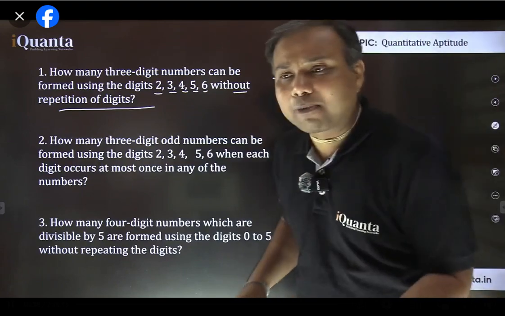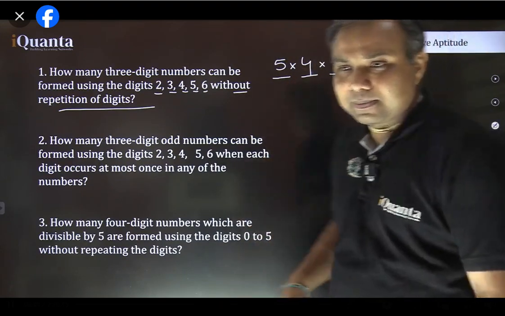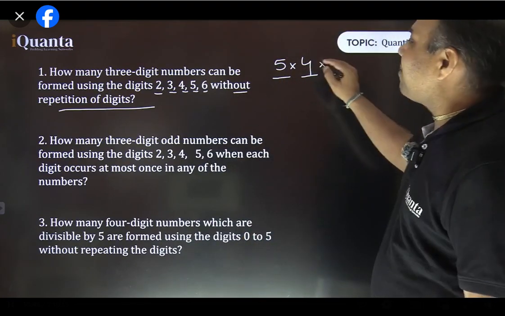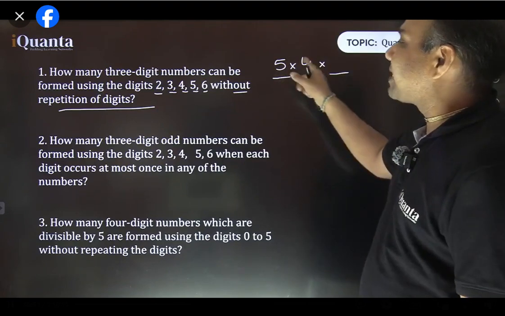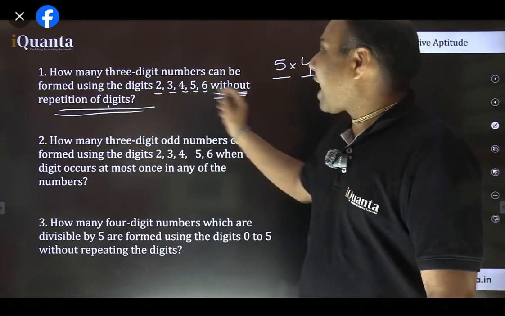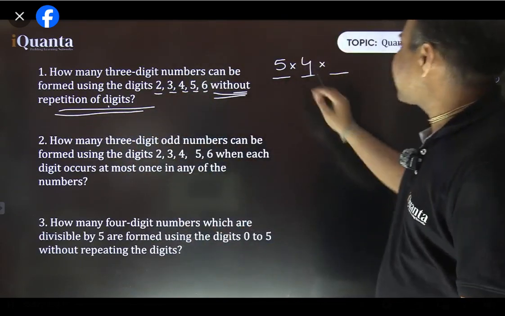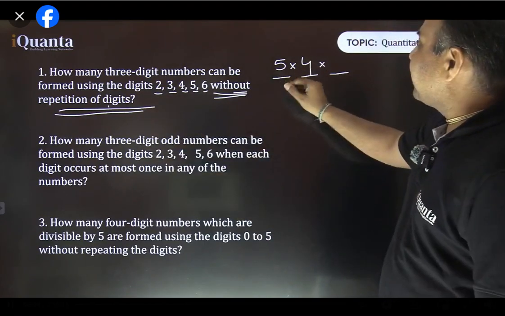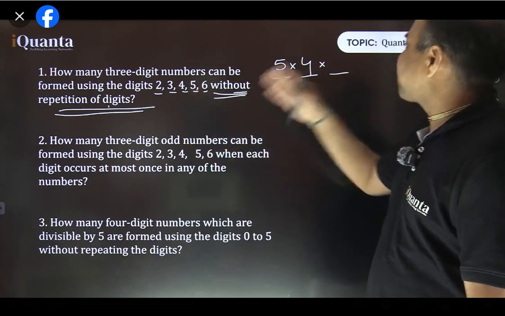Why not 5? What is the difficulty if I write 5 here? Yes, repetition will be there, right? If I put 5 ways here, in that case, both the digits may be same, but the question mentions without repetition of digits. If it had not been mentioned, in that case, we could have taken 5 into 5 into 5 also. But because it is without repetition, 5 ways, then now 1 digit has been used, I'm left with 4 digits. So the next place can be filled in 4 ways.